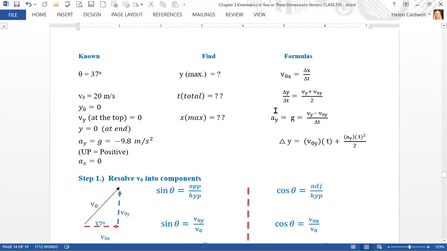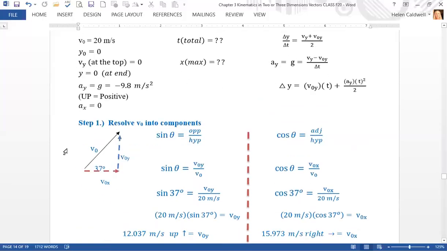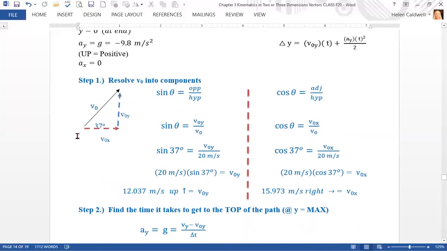And remember that just because we've written the formulas up here does not mean we don't have to write them down when we start the problem. So every time you have a problem with an angle in it, the first step is always resolve into components. Initial velocity was at 37 degrees. That's what we're going to resolve into components. So I have to draw my diagram. I'm just arbitrarily going to make the ball go up and over to the right.